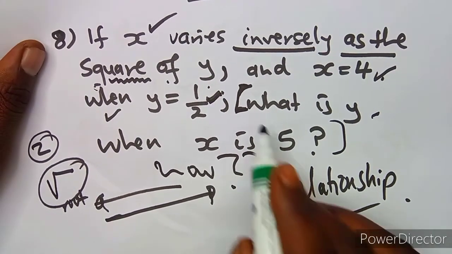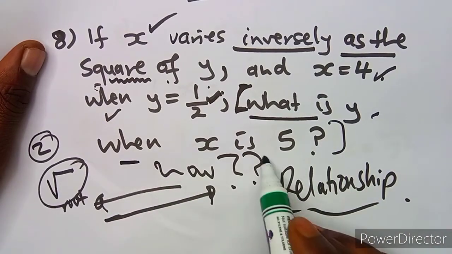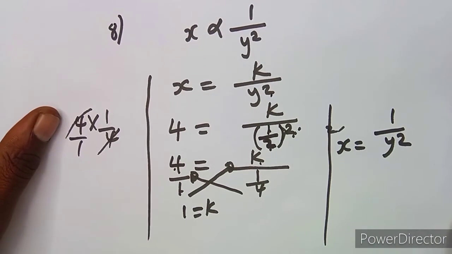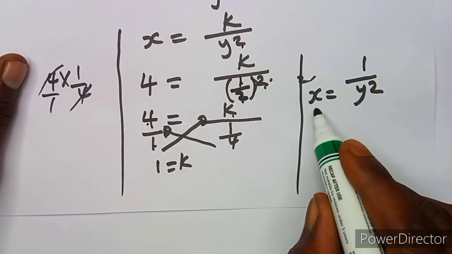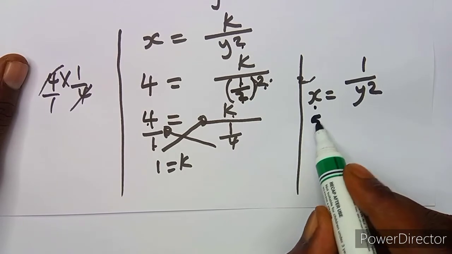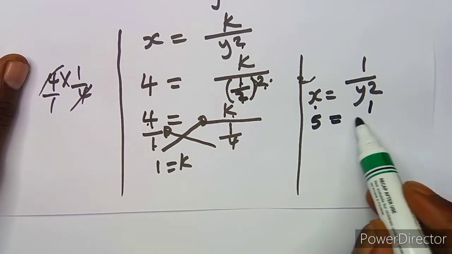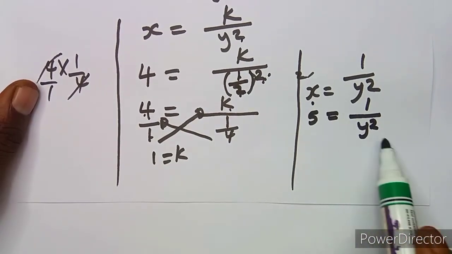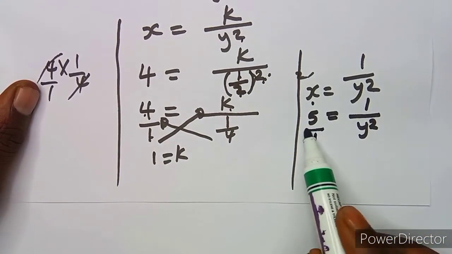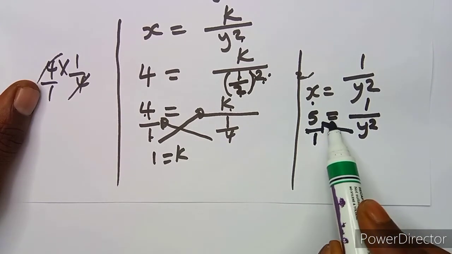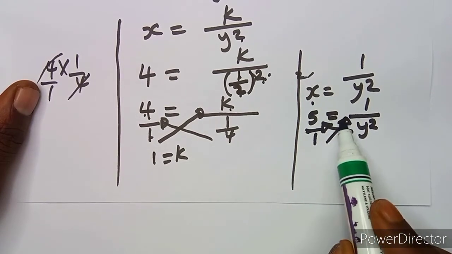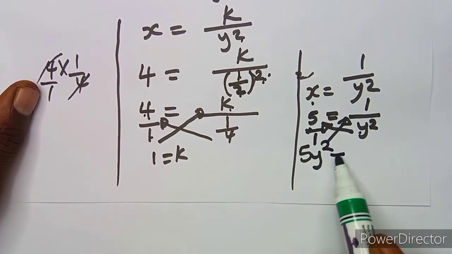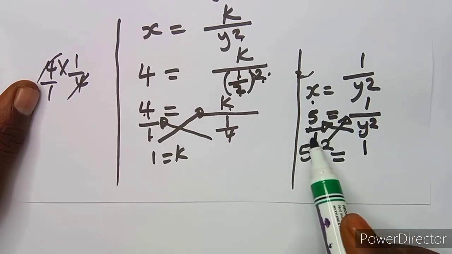Okay, so let's find now the value of y when x is equal to 5. I'm just going to substitute here. In place of x I have 5, so 5 is equal to 1 over y squared. Now how can I find y? So definitely I have to cross multiply, because 5 is the same as 5 over 1. Cross multiply just like previous ways to remove a fraction. So it's 5 times y squared, which is 5y squared, is equal to 1 times 1, that's 1.